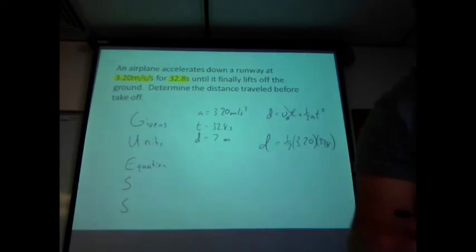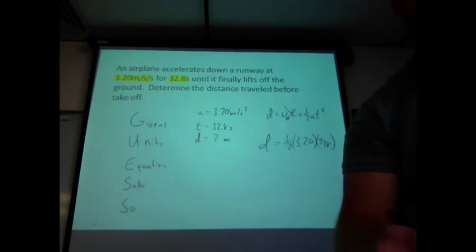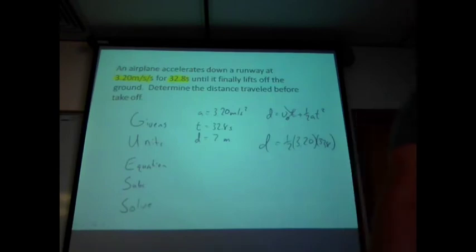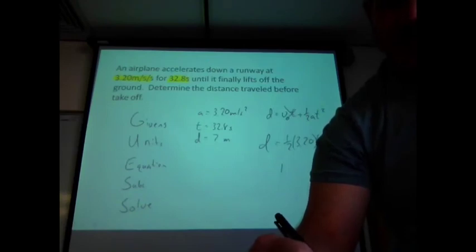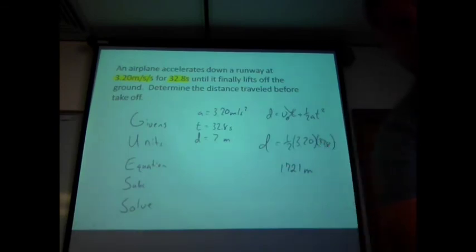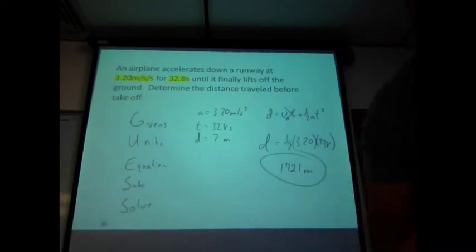Okay, so we've done our substituting. Okay, so that's done. Now the last part of GUESS is to solve. So we plug that into our calculator. And if we're doing things right, we end up with 1,721 meters. Now I'm not super worried about sig figs on this right now. There's a lot of things that we can deal with, but with our measurements, we're just going to go with the calculator answer for right now on that. We mark it as being our answer and we move on.